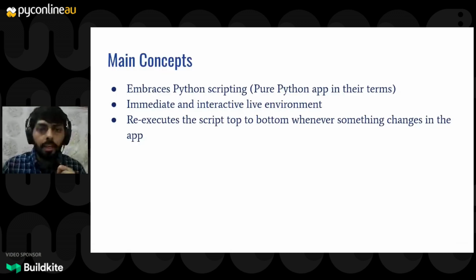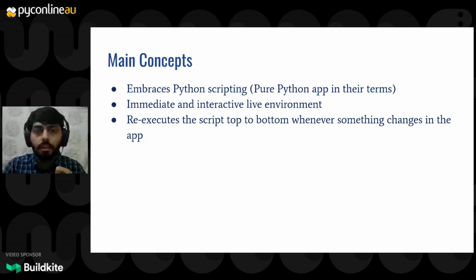So now let's talk about the main concepts of Streamlit. The first point is that it embraces Python scripting. The developer need not know any other language. He can build the total app using Python. The second point is an immediate and interactive live environment. Streamlit provides very rich interactive widgets through which the end user can interact with the web app, and for the immediate output, whenever you save the code, you can see the live output in the web browser. The last point is that Streamlit re-executes the script from top to bottom whenever something changes in the code.